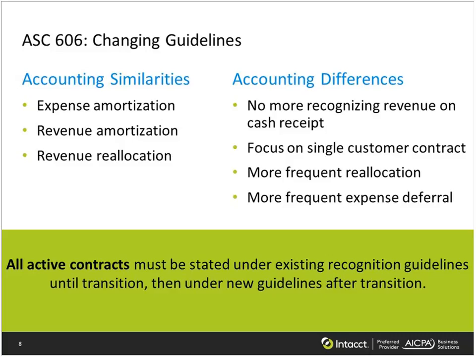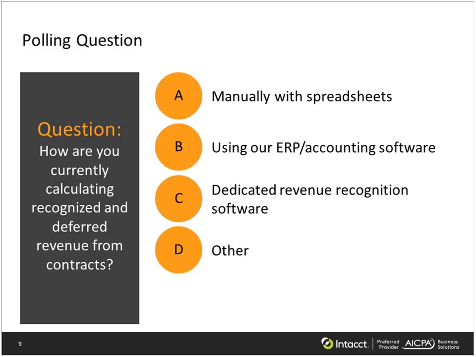So with that, now that you have a better sense of what some of these changes are, let's go to our second polling question, which is around how you are currently calculating recognized and deferred revenue from contracts. Are you doing it manually with spreadsheets? Are you using your accounting or ERP software to do that? Are you using dedicated revenue recognition software for that purpose? Or do you have some other means with which you are doing all of these calculations today?